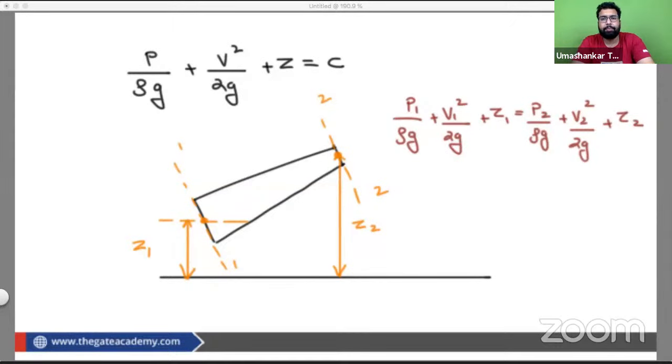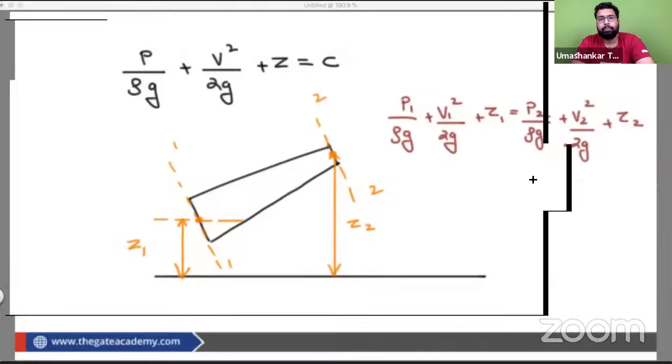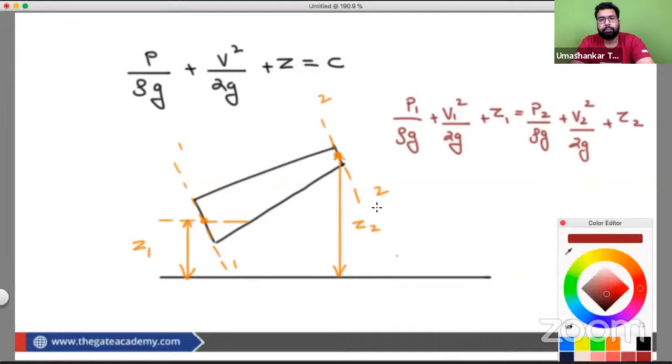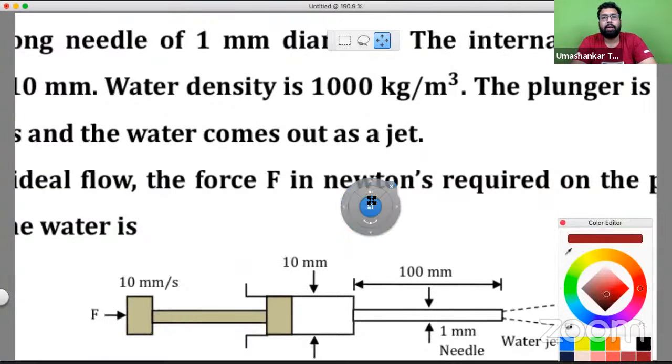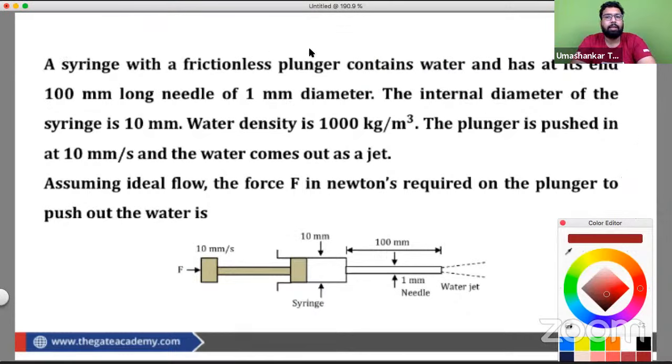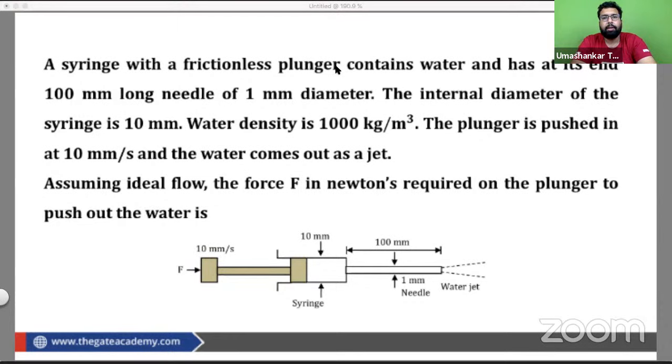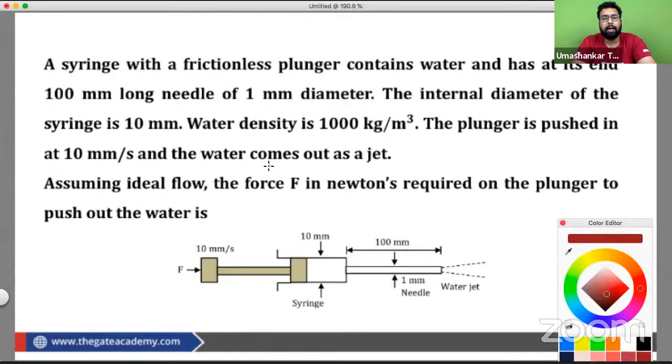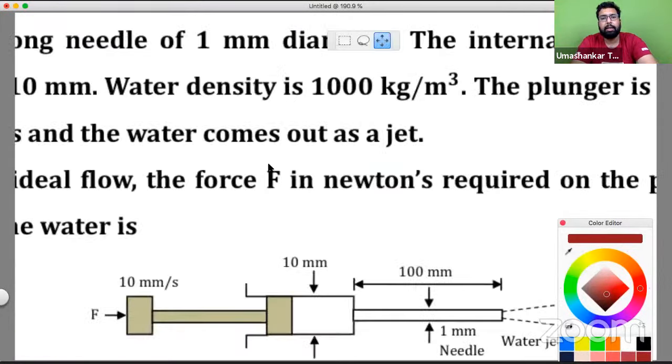Just one moment. Okay, so here we go. This is the PYQ, the previous year GATE question, beta. I hope you can see it.